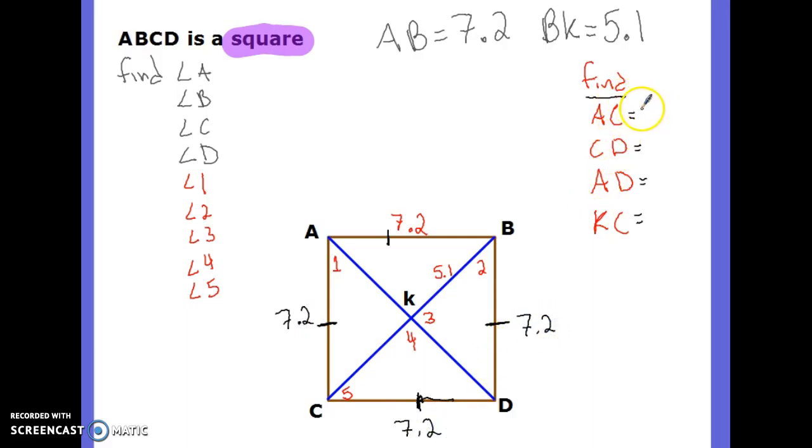All right? So we have AC, 7.2. I have CD, that's 7.2. And again, this comes from the fact that this is a square.